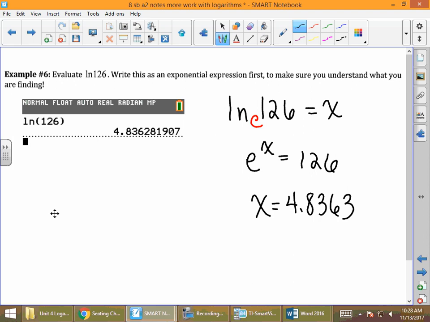4.8363. We look at the 8 to determine the fact that we're going to make that fourth decimal space not stay 2 but go up to 3. 8 is 5 or greater, and that's what causes us to round that position.